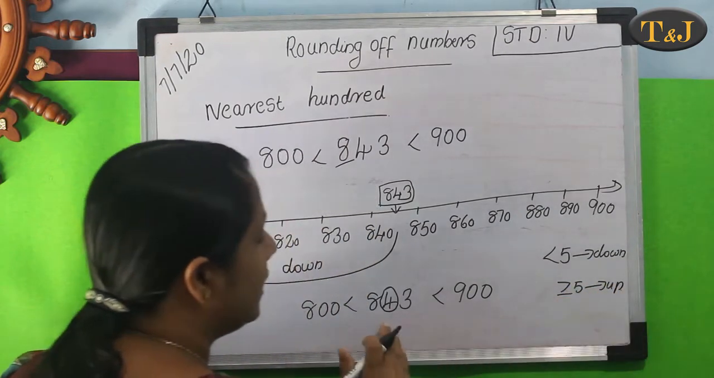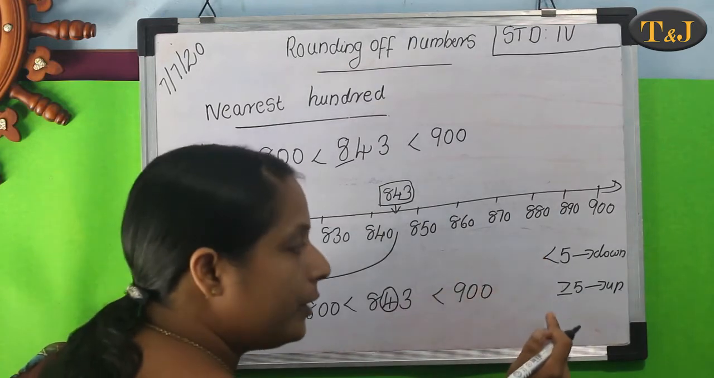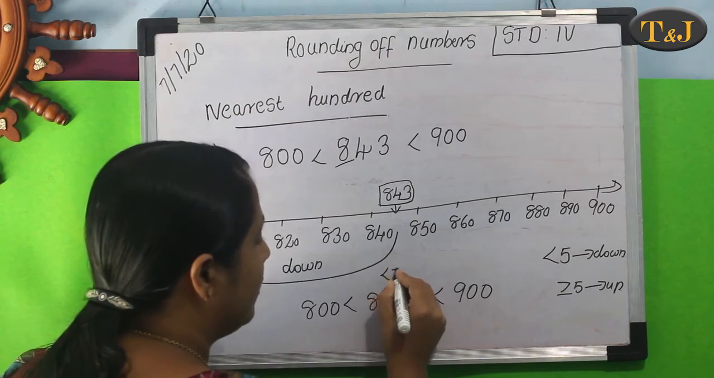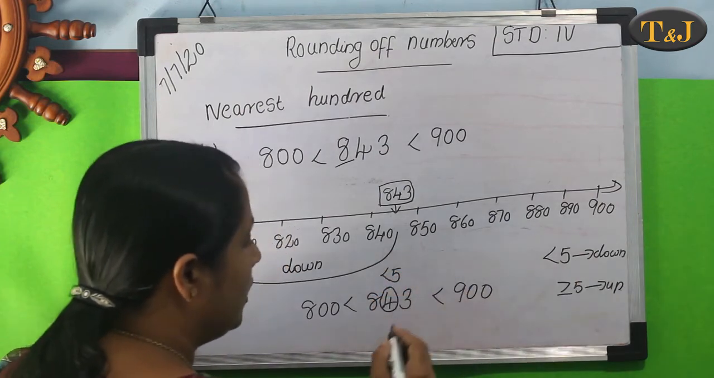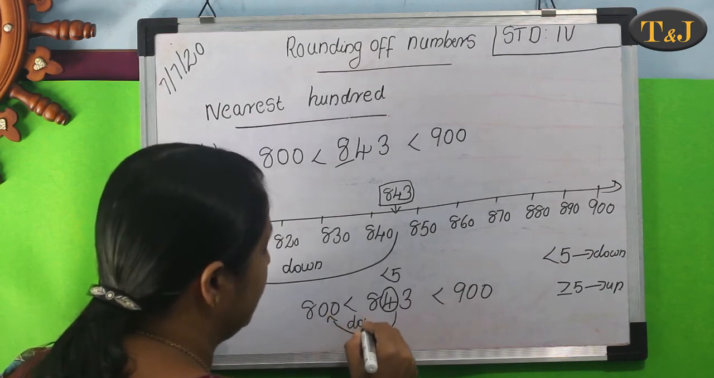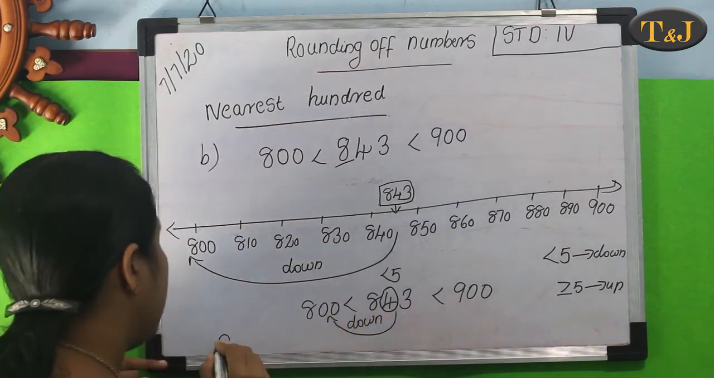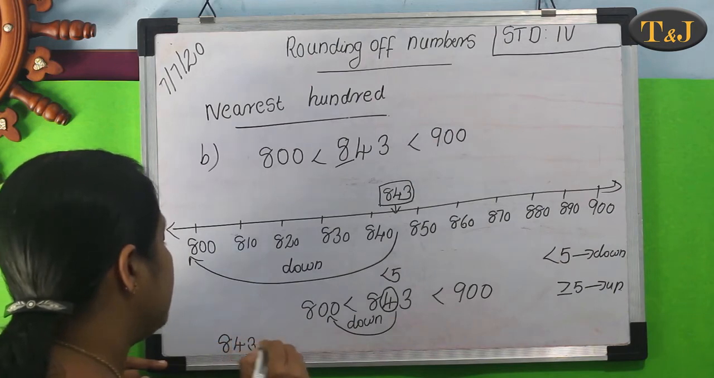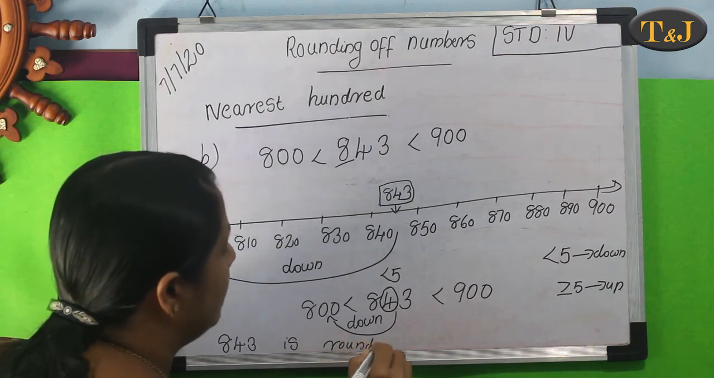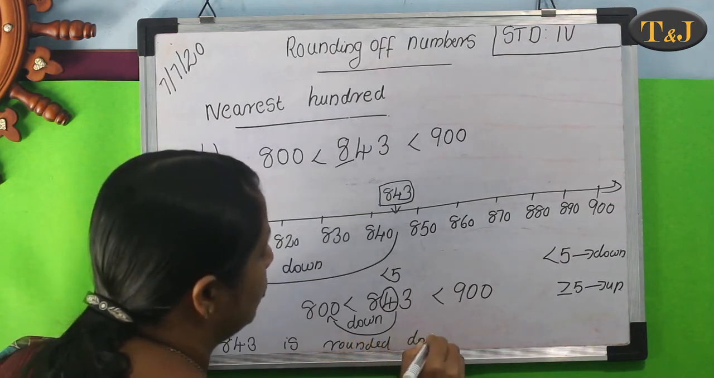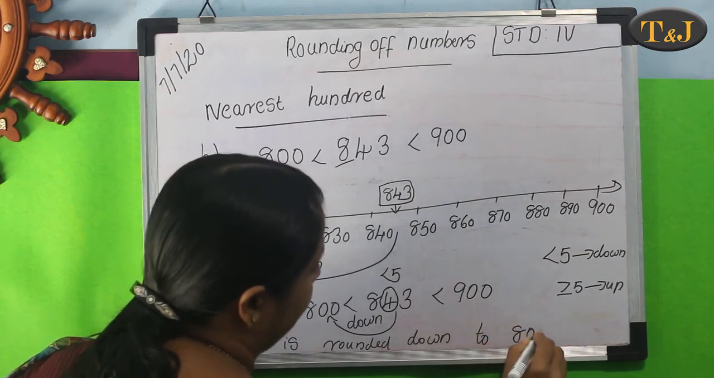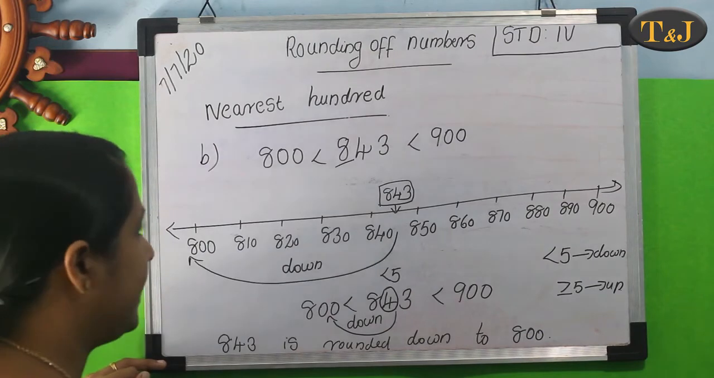Here our number is 4. Is 4 less than 5 or greater than 5? Yes, 4 is less than 5. So it is rounded down. Therefore 843 is rounded down to the number 800. So we write: 843 is rounded down to 800.